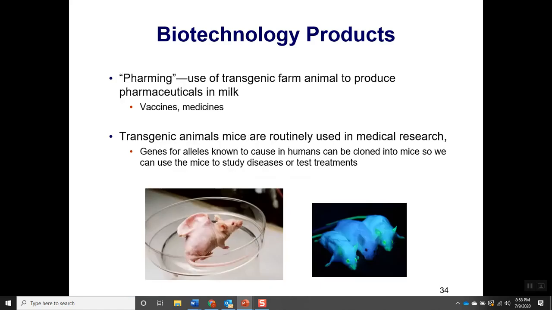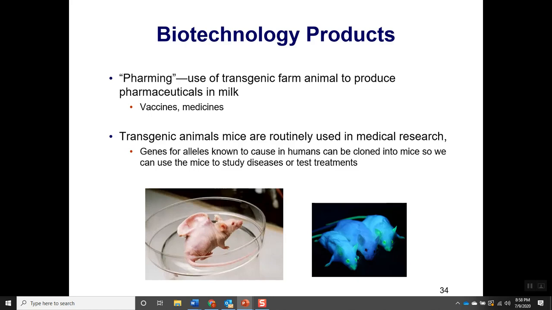Another thing that animals have been used for in biotech is farming. Notice that it has a pH at the beginning. This is where we use transgenic farm animals to produce pharmaceuticals in their milk. Vaccines, medicines, in some circumstances will be produced utilizing that process of pharm farming.